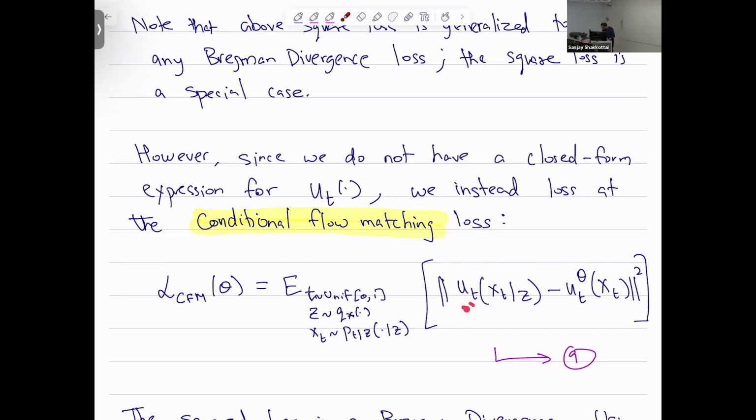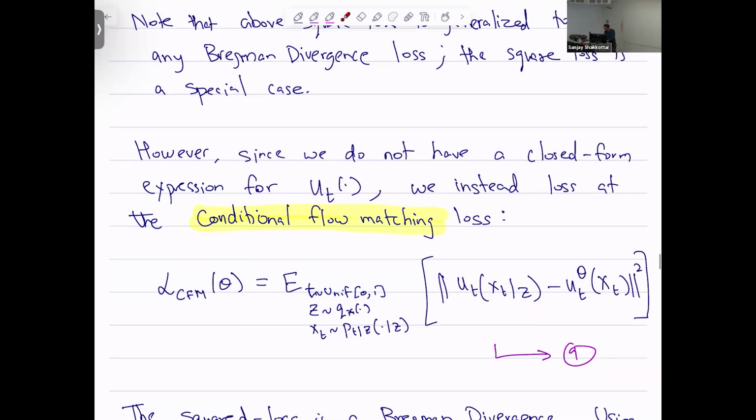Here, we are trying to say, look at a conditional. So look at this slice where z equals little z1, and then match that, and then average it. So at least at first sight, this looks like a different thing. With u_t^theta of x_t given z, you've just introduced a latent z that would get marginalized, but you haven't. Okay, so this is called the conditional flow matching loss.